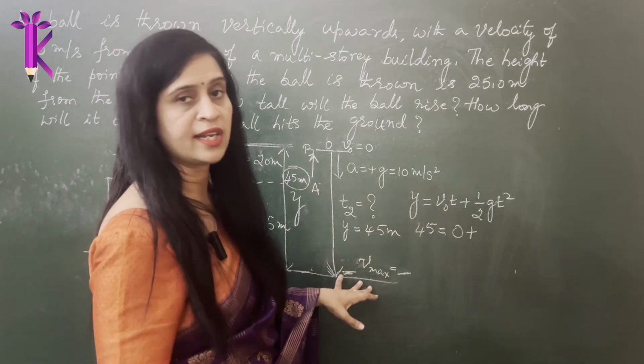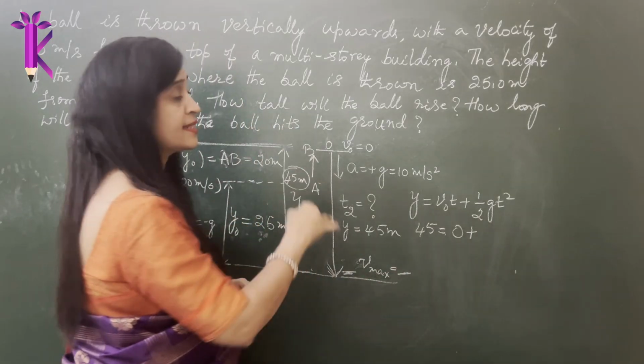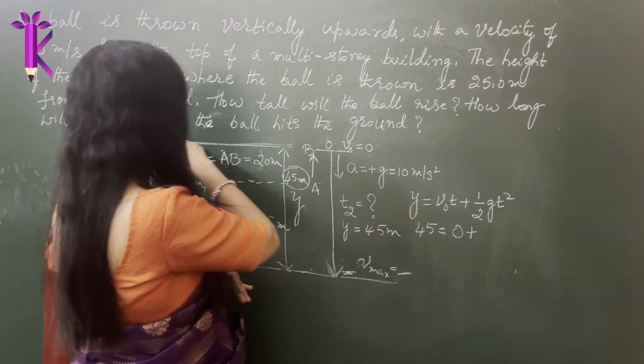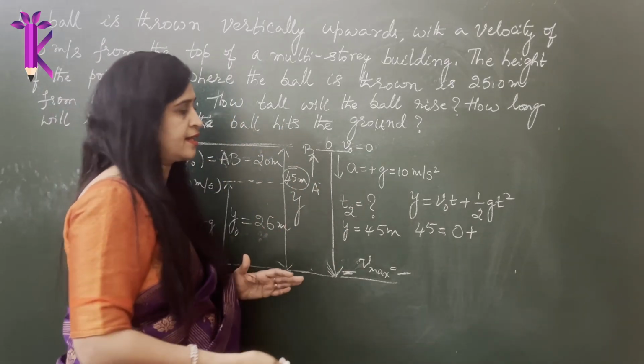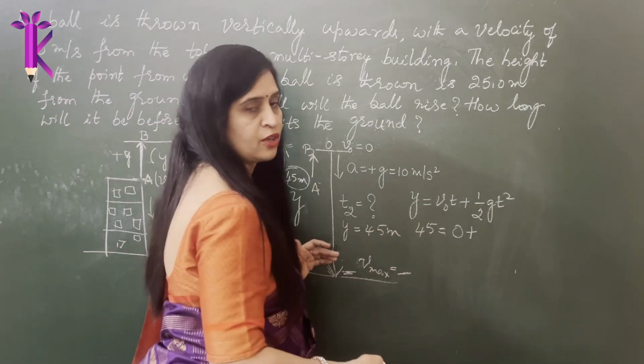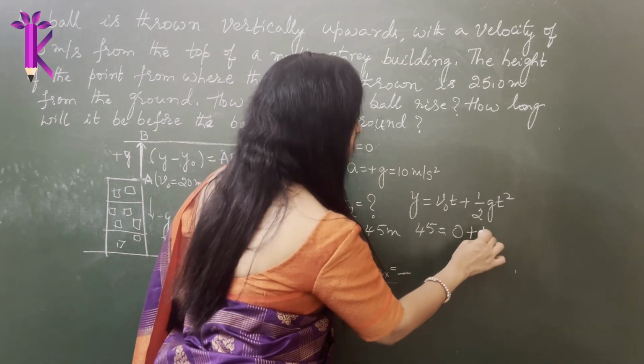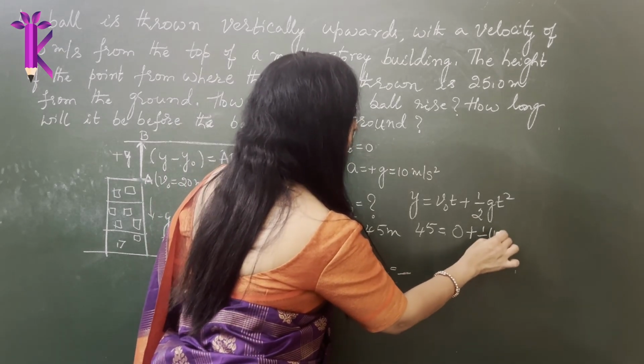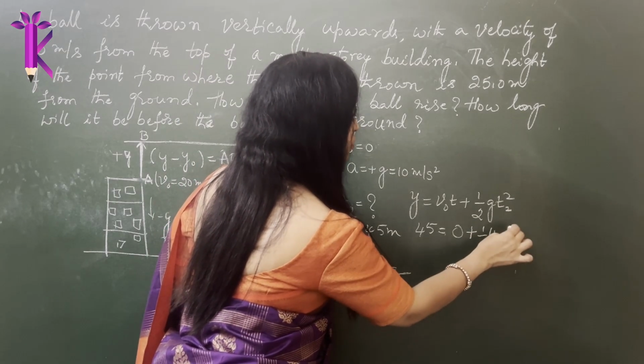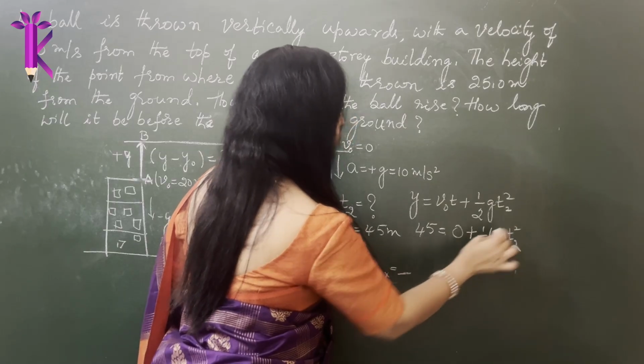So therefore, I cannot assume it to be 0 because the question said it hits before the ball hits the ground. Therefore, I do not have the value of V. I have to use this formula: half into 10 T2 square. This will be T2 square because we are calculating T2, right?